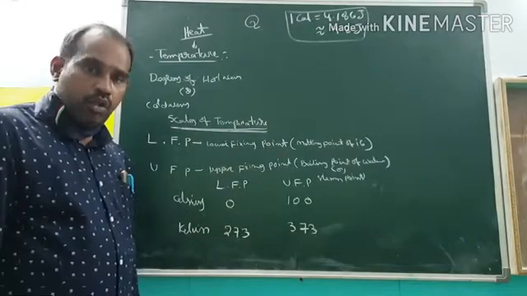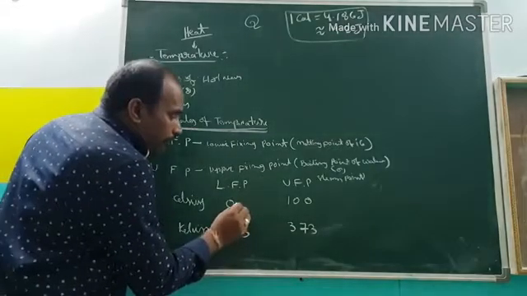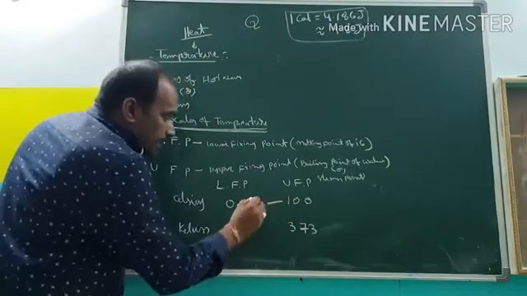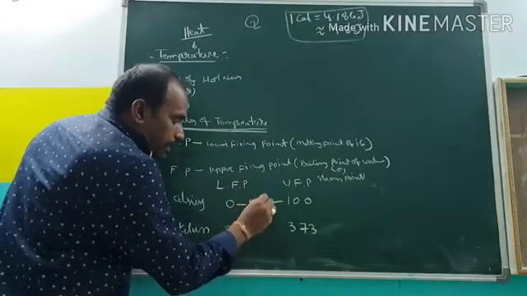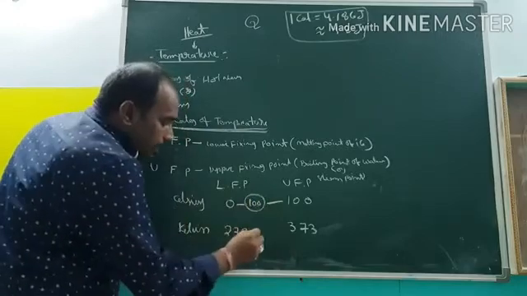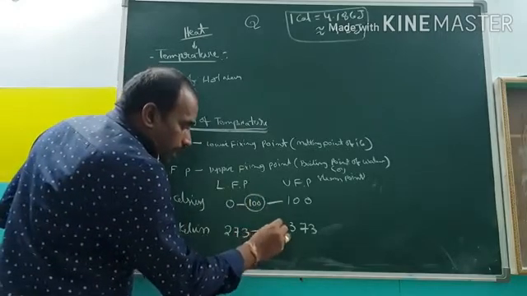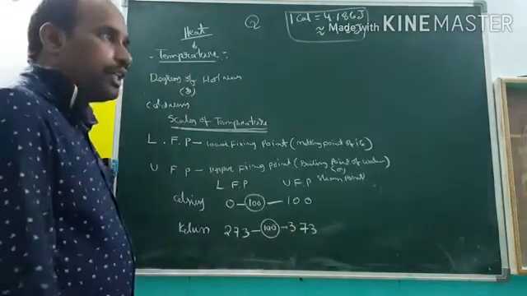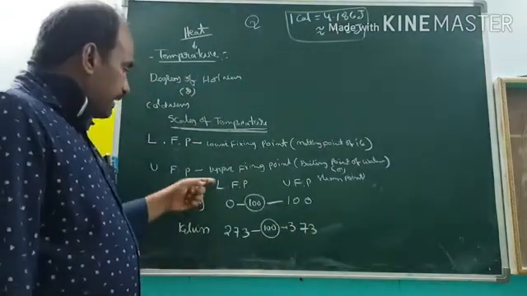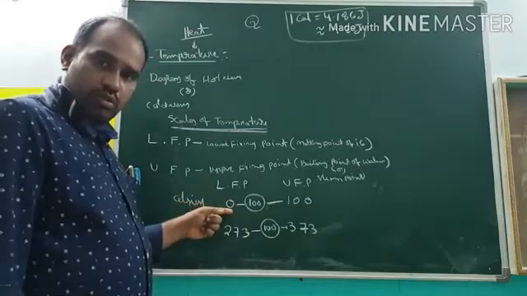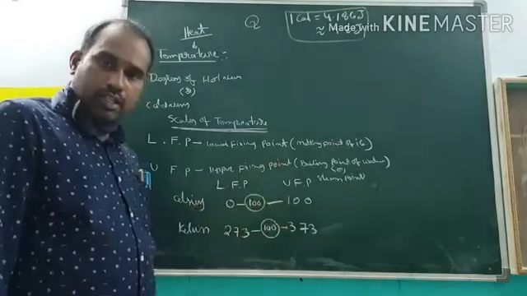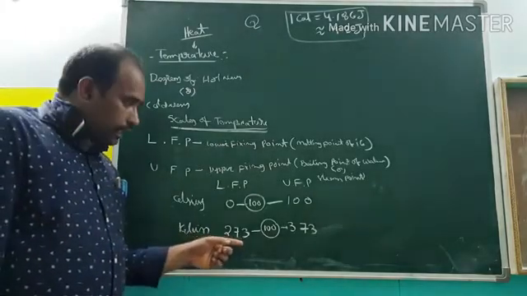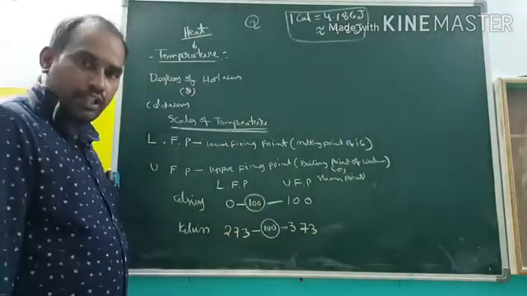Are you clear now? So, how many divisions are there between 0 to 100? In the Celsius scale, the number of divisions is how much? 100. Here also, the number of divisions is how much? 100. Are you clear now? So remember all of you, the Celsius scale starts from 0 and ends at 100 only. The Kelvin scale starts at 273 and ends at 373.